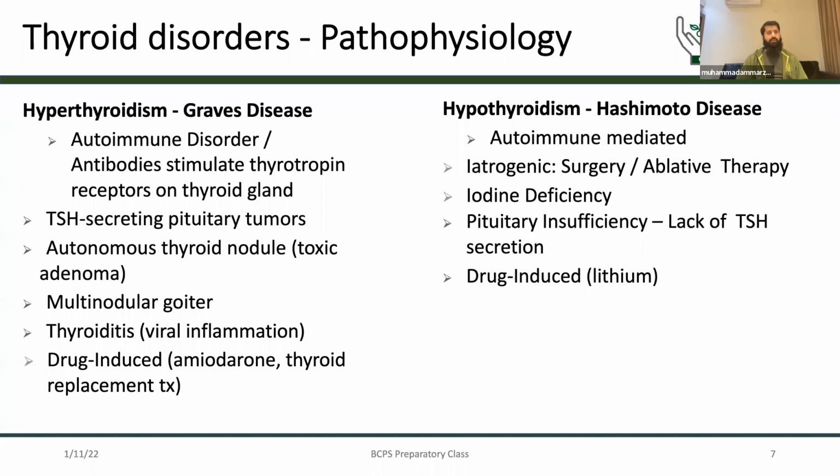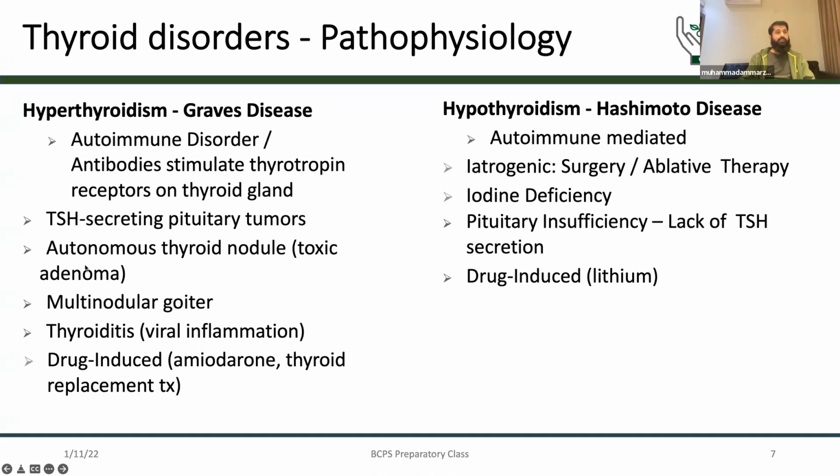For example, there could be tumors in the pituitary gland, and the pituitary gland is secreting a lot of thyroid stimulating hormone, and this thyroid stimulating hormone would act on the thyroid gland, and the thyroid gland would secrete a lot of T3 and T4. We will not discuss these TSH secreting pituitary tumors in detail. We will focus on Graves' disease mainly.